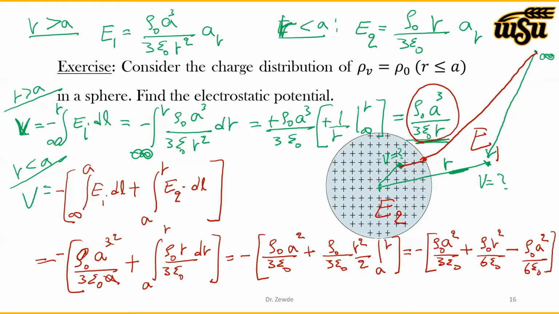Therefore, for inside, V is: 1 over 3 minus 1 over 6 is 1 over 6. So this will be minus rho naught over 6 epsilon naught times a squared.